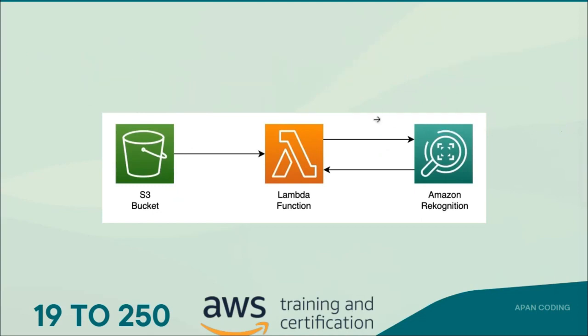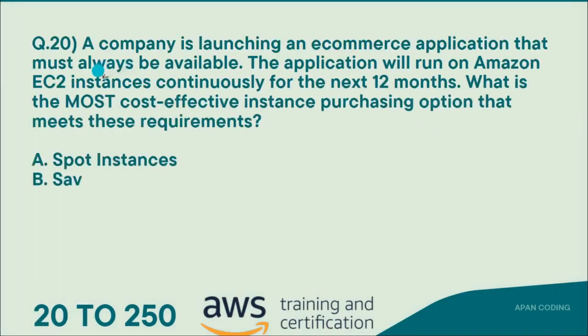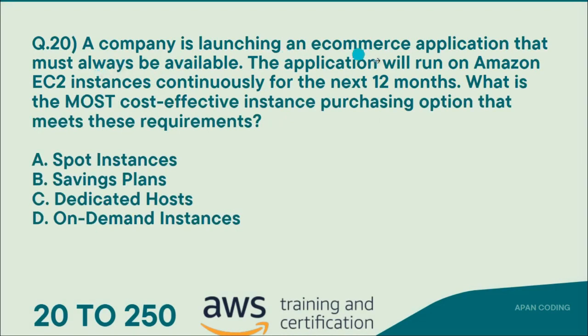Now move on to the next and we will see question number 20. A company is launching an e-commerce application that must always be available. Yes, right, it should always be available so that anyone can order using the application. The application will run on Amazon EC2 instances continuously for the next 12 months. What is the most effective instance purchasing option that meets these requirements? Which one will it be?